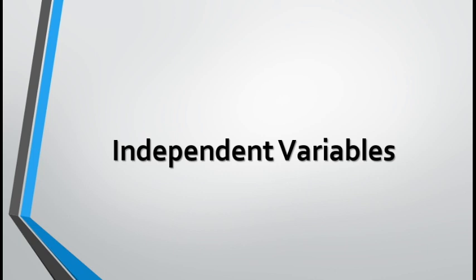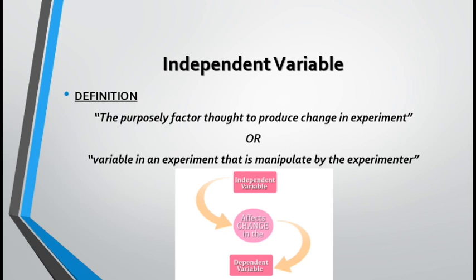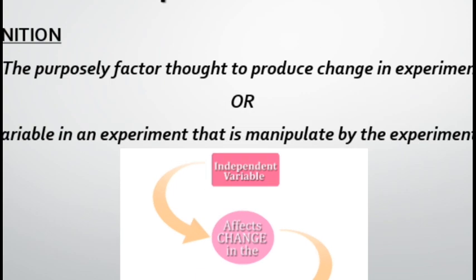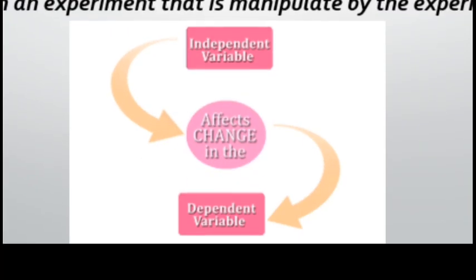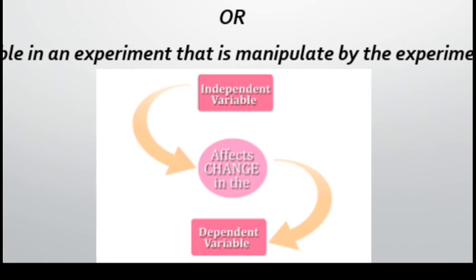Now let's start with the independent variable. The definition of an independent variable is the purposely varied factor thought to produce change in an experiment, or you can say the variable in an experiment that is manipulated by the experimenter. The independent variable affects changes in the dependent variable.